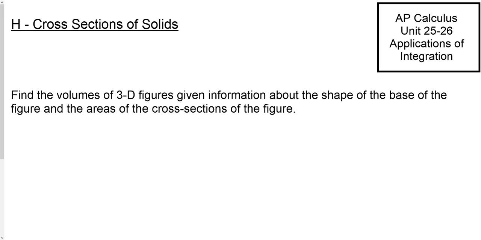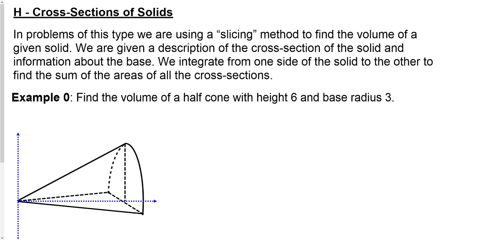Then we want to integrate to add up all of these cross sections, and in that way find the total volume of this figure. So in problems of this type, we're using basically a slicing method. We're taking our figure and dividing it into infinitesimally thin slices along one axis. We're given a description of the cross section of the solid, or what each of these little slices looks like, and some information about the base.